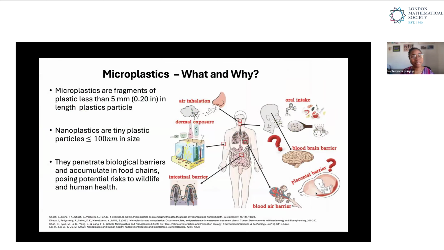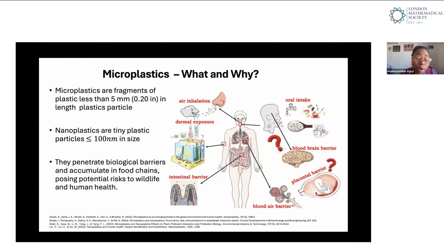Let's talk about microplastics. What and why? Imagine you're walking on a beautiful beach and the waves gently lap the shore. But if you look closely at the sand, you will not see with the naked eye the tiny fragments of plastics. These plastics are so small that they are invisible for us to see, but they are everywhere. They are in our oceans, they are in our rivers, they are even in the air that we breathe.